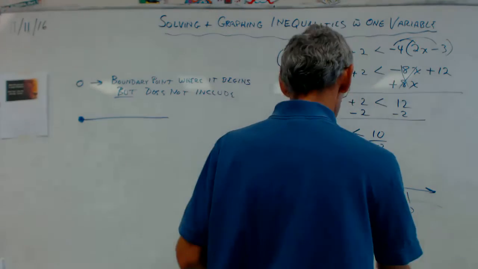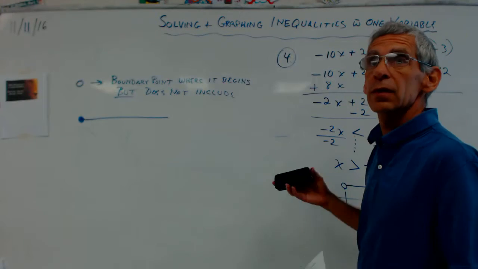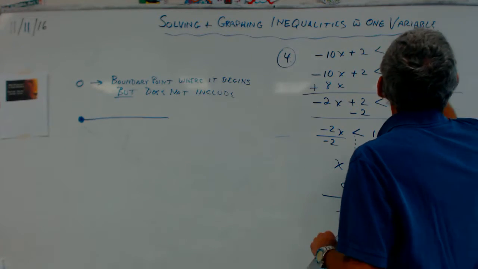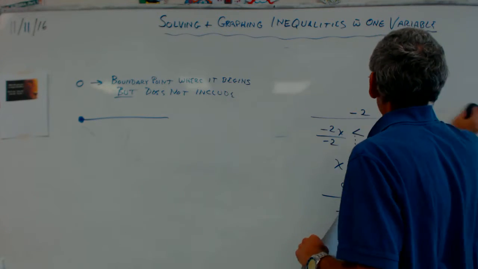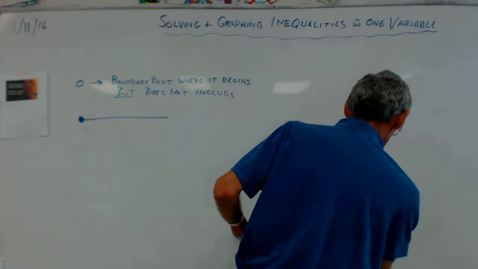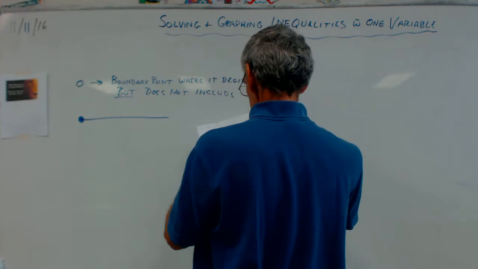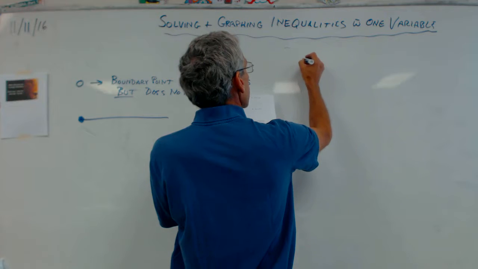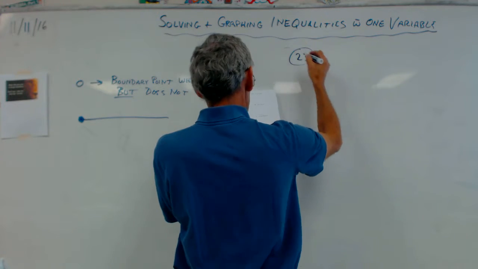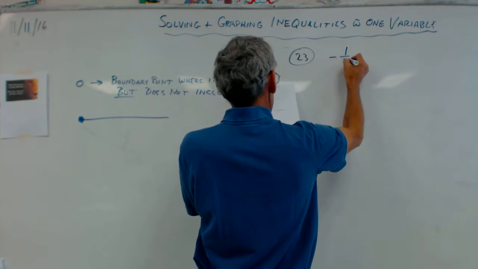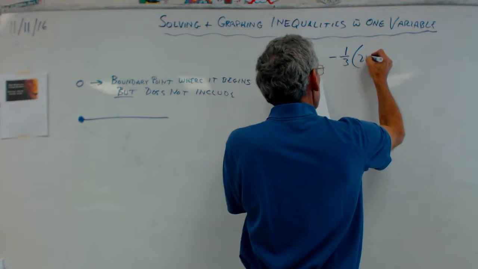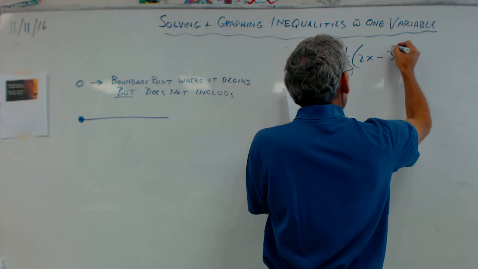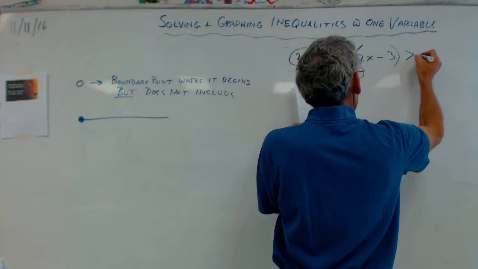Well, let's do one more. I'm going to do one that's actually on the homework, so that you don't get mad at me. Okay? This is number 23 on the homework. It says negative 1/3 times 2x minus 3 is greater than negative 2.